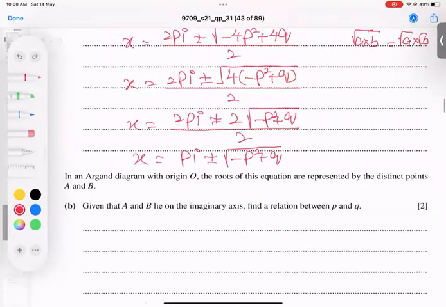Next part, in the Argand diagram the roots of this equation are represented by distinct points A, B. A and B lie on the imaginary axis. A very important sentence here. So many students don't understand what this means. Find the relationship between P and Q. He says that both A and B lie on the imaginary axis.